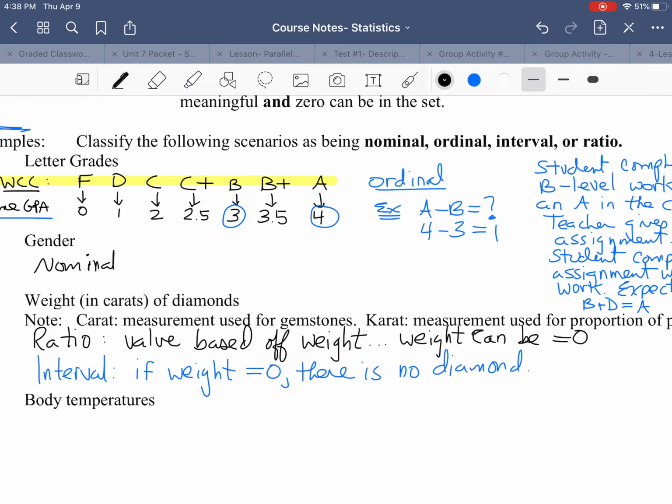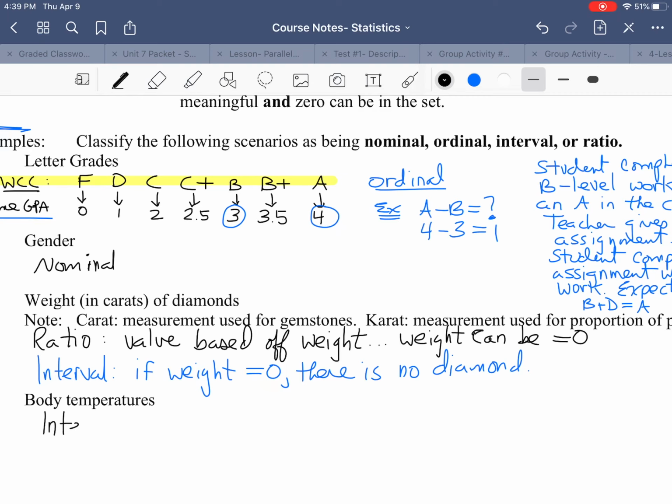So the only thing, again, that I ask you to do is justify your answer. On a test, it's going to say, classify the data as one of the 4 possibilities, the NOIR, N-O-I-R, nominal, ordinal, interval, or ratio, and give an explanation for why you chose the one you did.